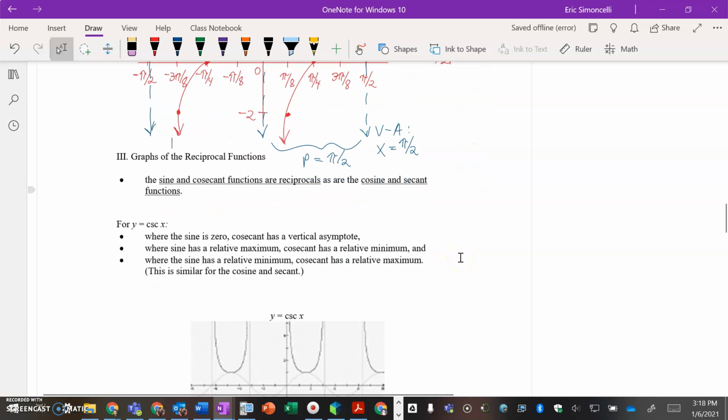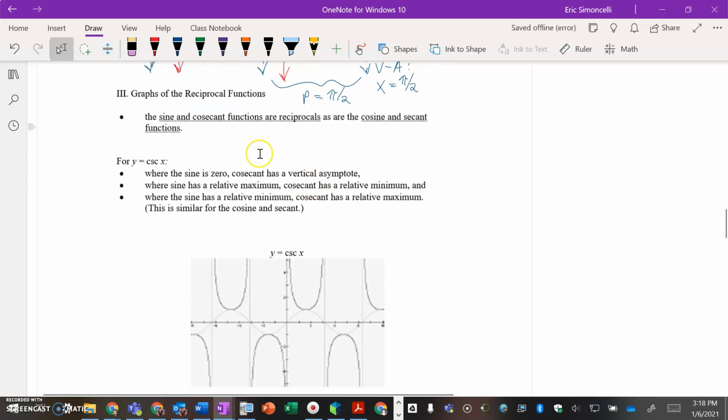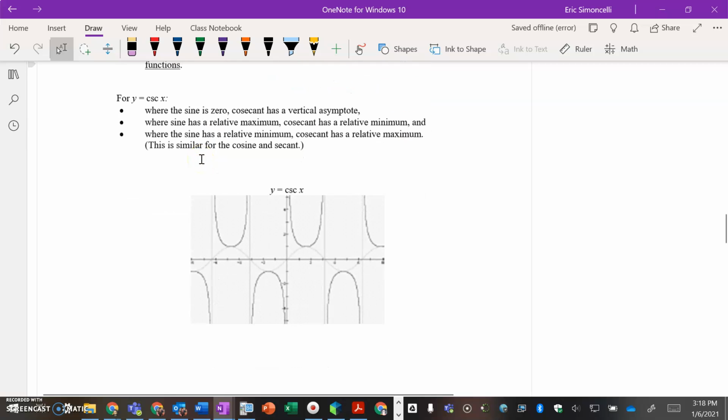Let's move on. Graphs of more reciprocal functions. The sine and cosecant functions are reciprocals, as are the cosine and secant. For cosecant, where the sine is 0, cosecant has a vertical asymptote. Where the sine has a relative max, cosecant has a relative min. And where the sine has a relative min, cosecant has a relative max. This will actually be very much like cosine and its reciprocal, secant.